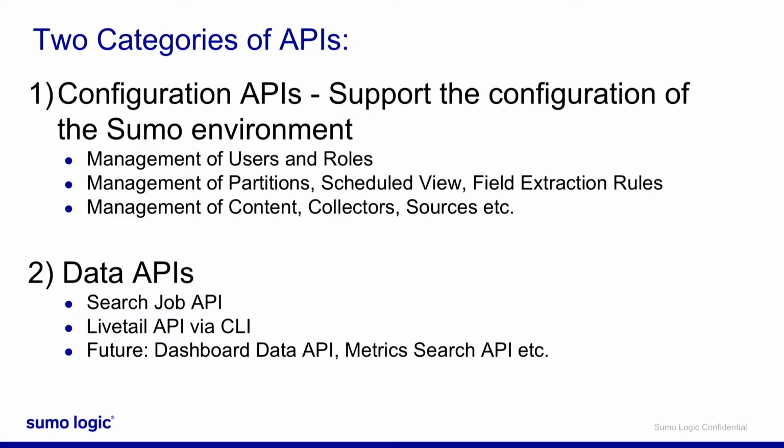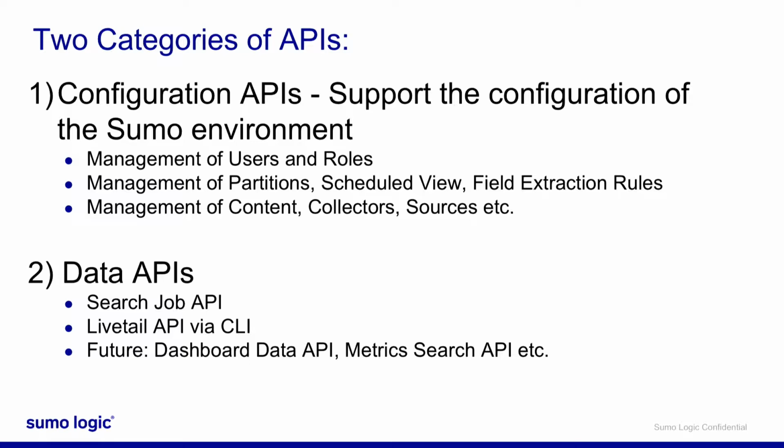So we broadly have two different kinds of APIs. One of them is the configurations, and the other is data. Configuration means things like creating users, deleting users, management of your collectors, sources, management of creating field extraction rules, scheduled views, logs to metric rules. All of these are configuration APIs. And the second case is data APIs, on how to extract data from the system using APIs.